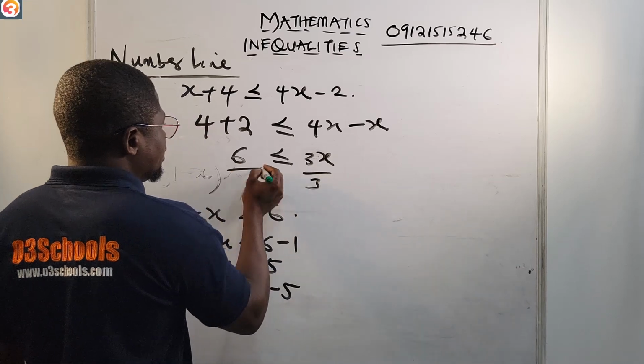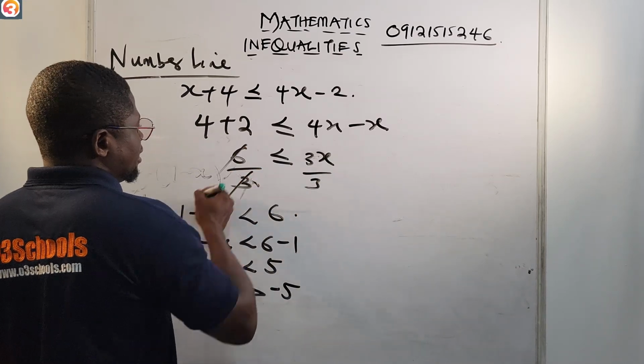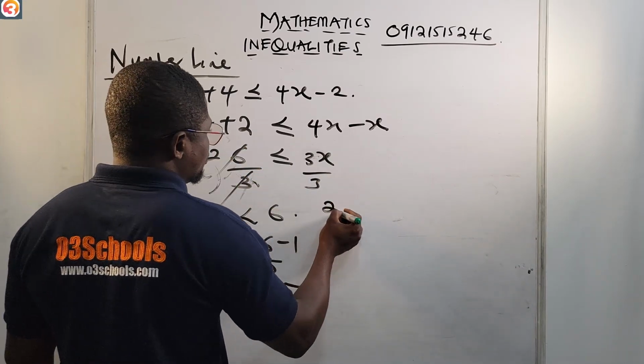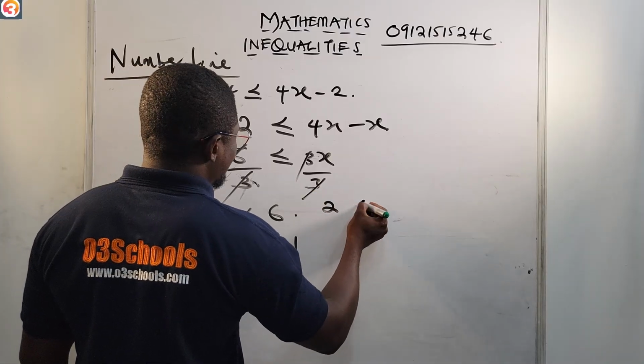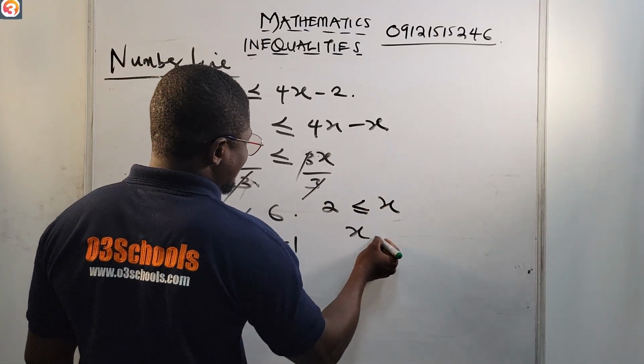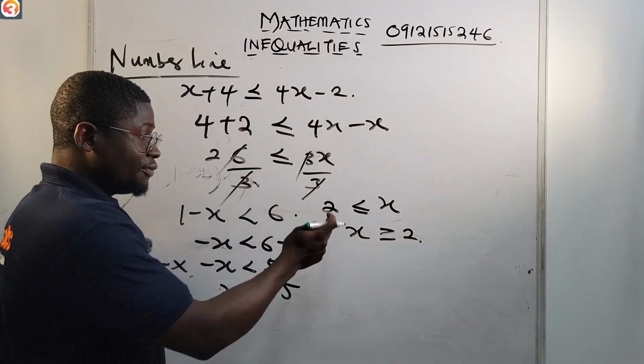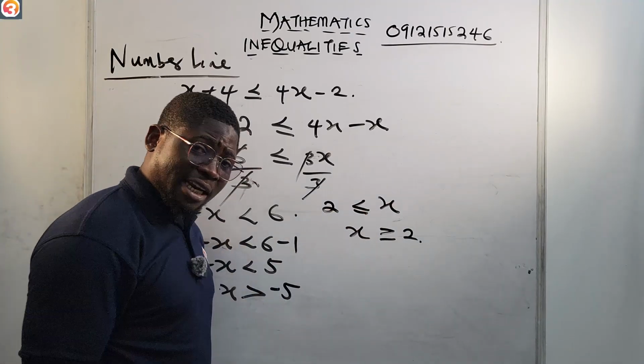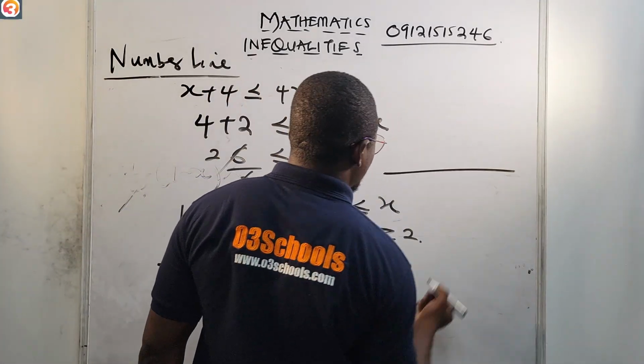3x. Divided by 3, divided by 3. Okay, 3 here 1, 3 here 2. It means that 2 is less than or equal to x. It means x is greater than or equal to what? 2. If 2 is less than or equal to x, doesn't that mean that x is greater than or equal to 2? Yes, so you draw your number line.